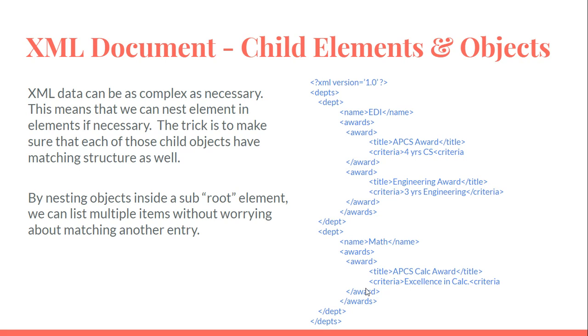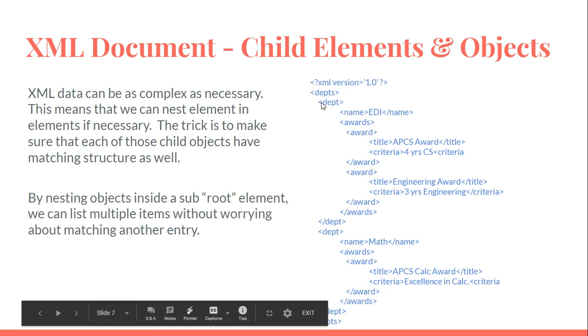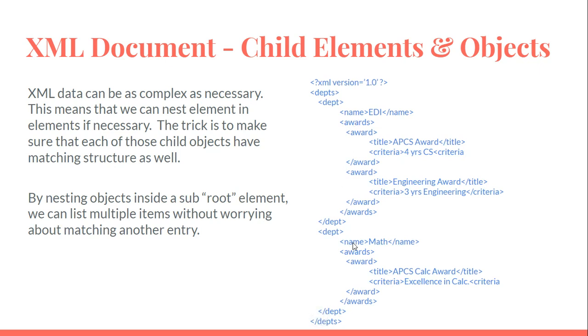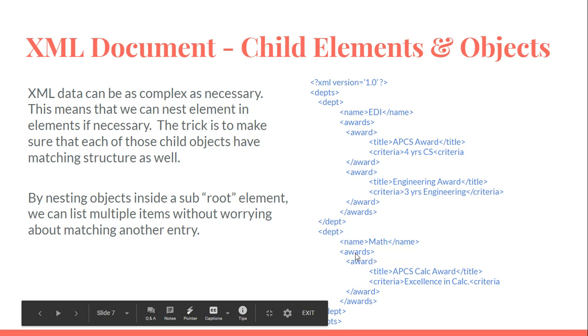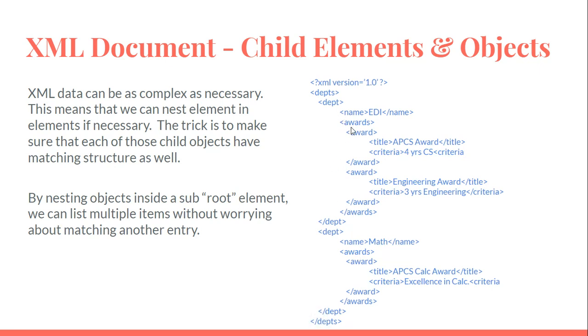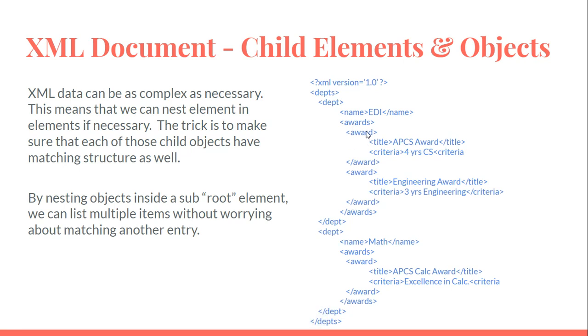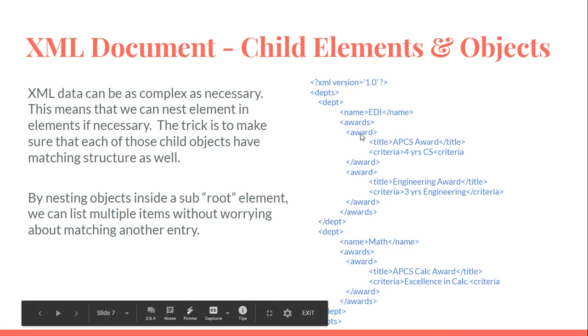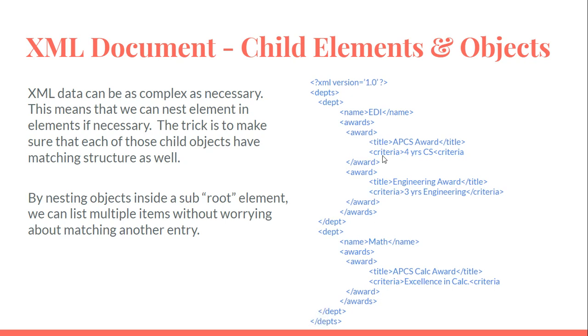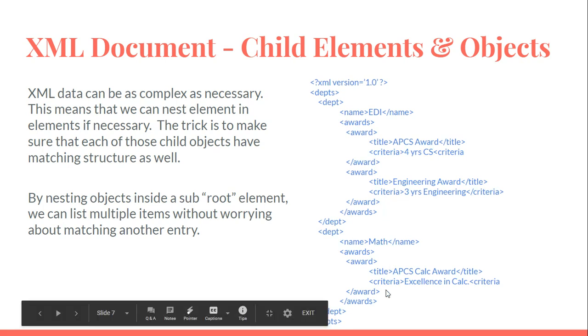The way that I got around this was that the department object actually has a name element and an awards element. So essentially what I'm doing now is making another list inside of the department. So the departments are a list. And then inside of the department, I'm going to have a list of awards. Well, inside of that awards element, I can write as many award items as I want. So up here, I've got two award items, and down here, I have one award item. But note that they have the same thing in each: title, criteria, title, criteria, title, criteria.